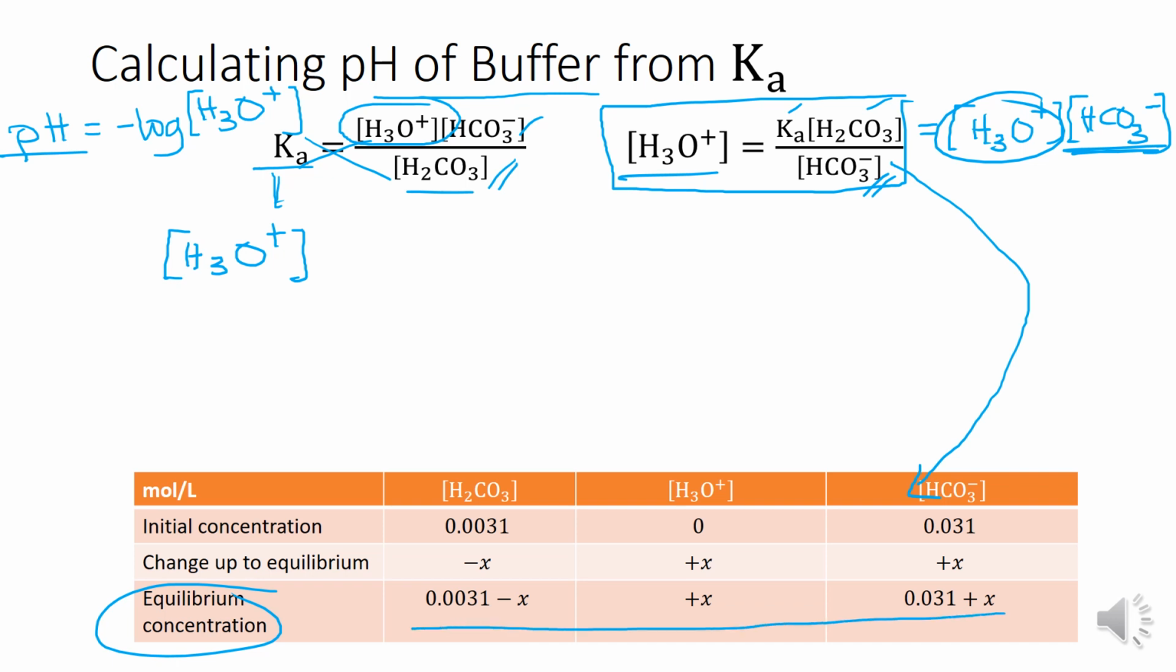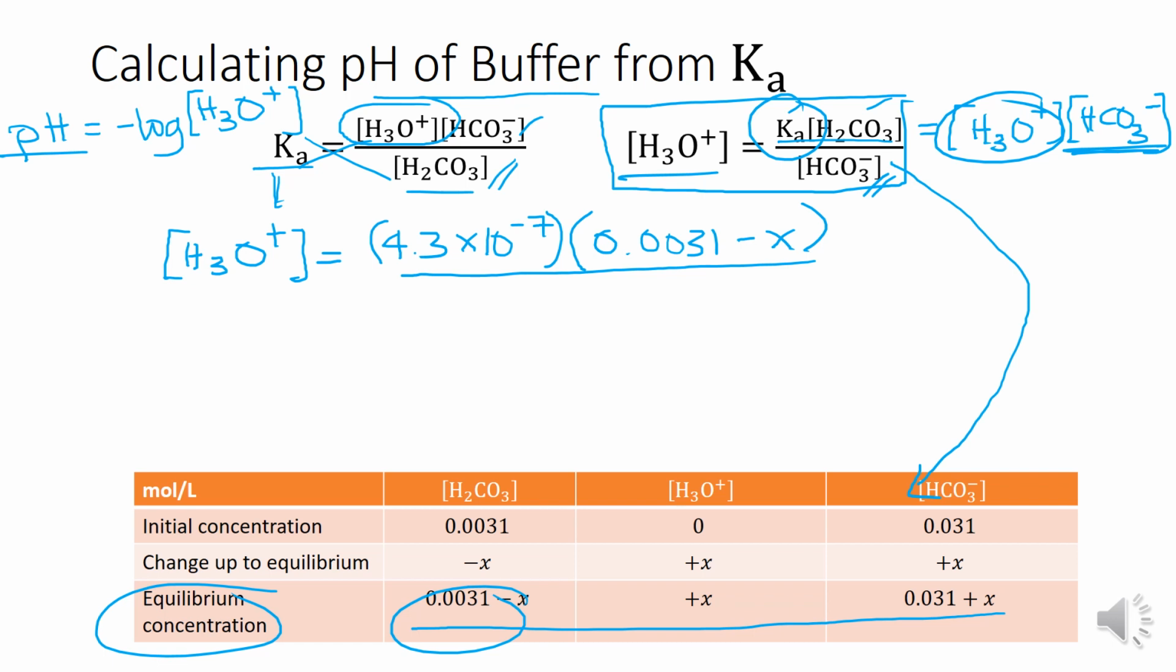Ka, the acid ionization constant of carbonic acid, is given as 4.3 times 10 to the negative 7, times the concentration of carbonic acid, that is this one, 0.0031 minus x, all over the concentration of bicarbonate. So that is this one, 0.031 plus x.